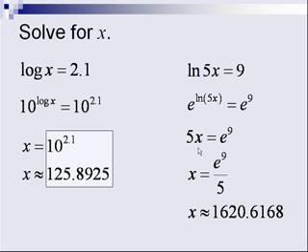The next step, we just divide both sides by 5. So dividing by 5, 5x over 5 is x. And on the other side, we get e to the 9th divided by 5. Again, you could plug that into your calculator. It's about 1620.6168. So there's my final answer. Either the exact value, e to the 9th over 5, or the approximation, 1620.6168. So that's it for those.